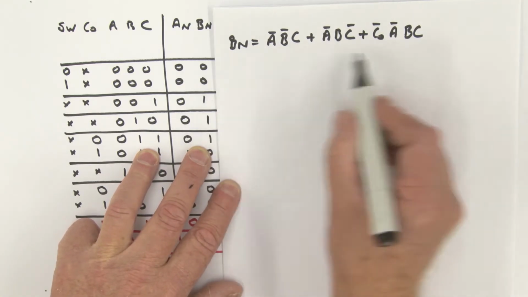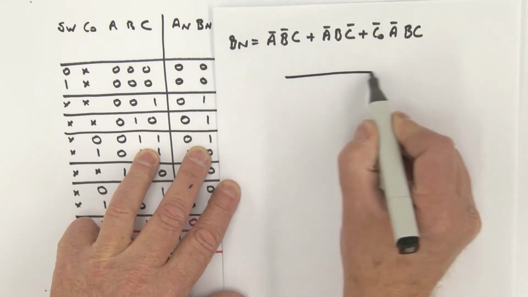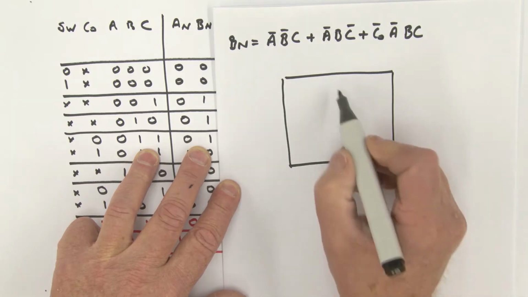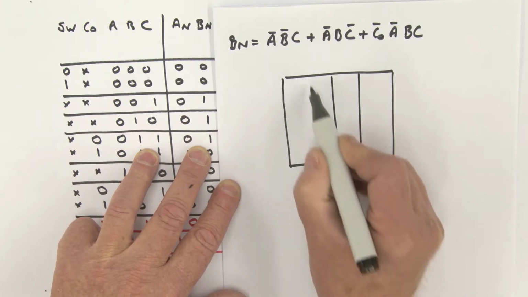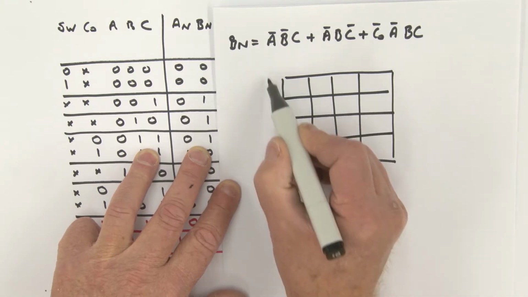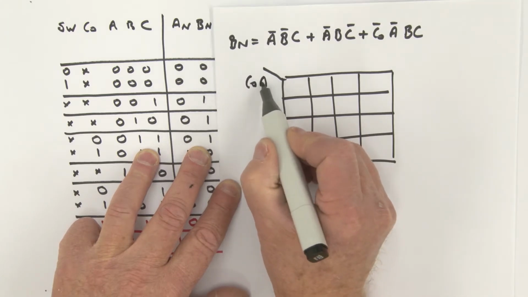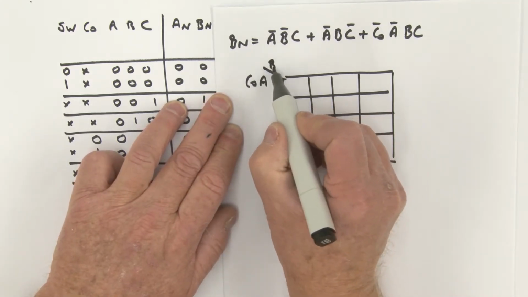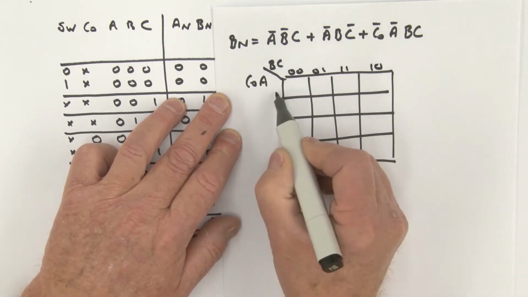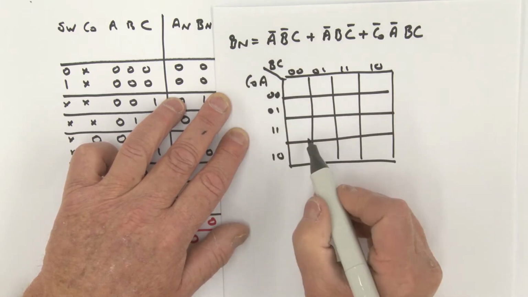We'll draw a 4-variable map as we did before. So let's just go ahead and do that. So here we go, our 4-variable map. All right, so here we are. As before, we'll call this CA, and then this would be BC. Values 00 01 11 10. This is 00 01 11 10. Let's plot this on the map.